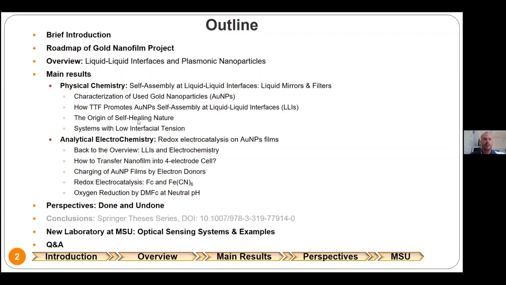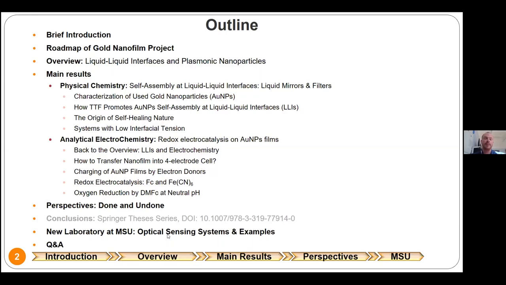It will be split, let's say, in two big sections. The first one is the physical chemistry, where I cover self-assembly, some characterization of gold nanoparticles. We also speak about some low interfacial tension systems. And then we move to electrochemistry with some focus on what you actually can do with the nanofilms placed at liquid-liquid interface and how you can use them in electrochemistry and electrocatalysis, of course. Then I will stop shortly on what is done, what is not done, and then present you my new laboratory of bioanalytical methods and optical sensing systems, and give you some examples.